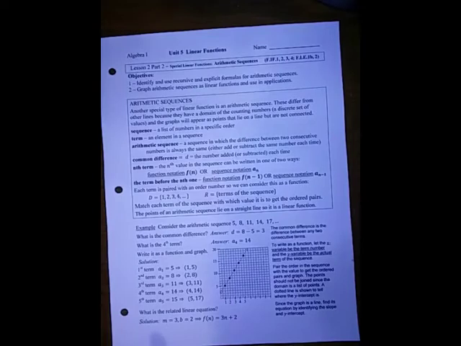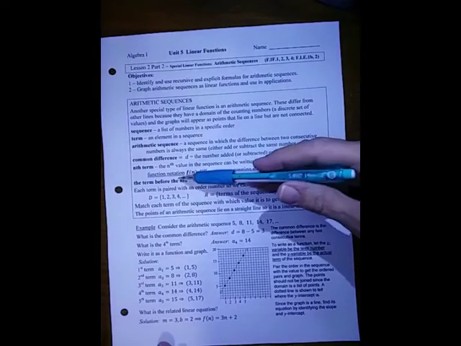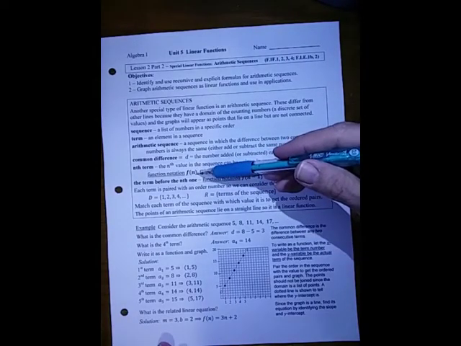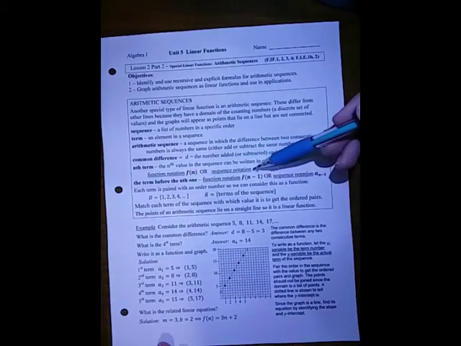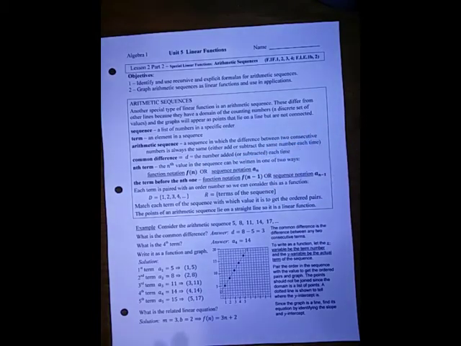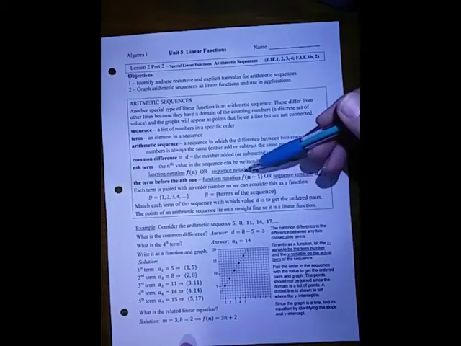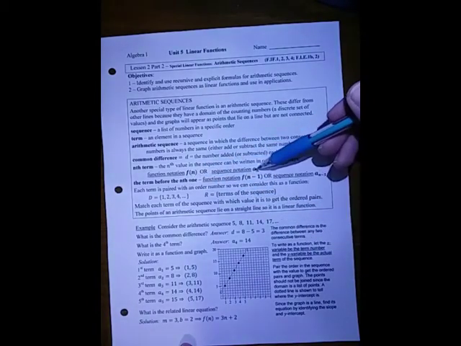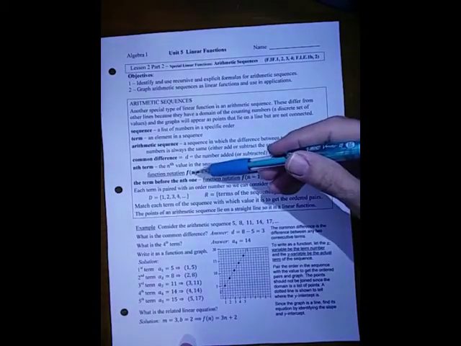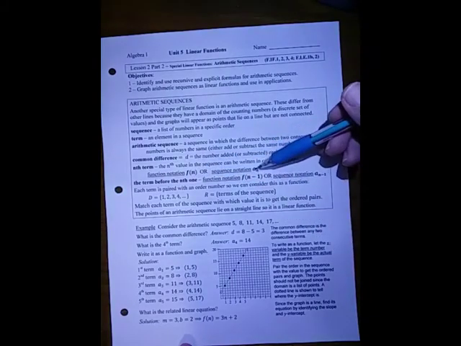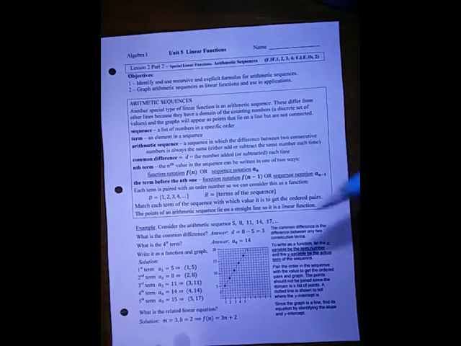The nth term can be written in two different ways. We can write it in function notation, f of n, which is, of course, the y value, or in sequence notation, a of n, which is also the y value. It's just two different ways of writing it. So if I say f of 1, that means the first term. a of 1 means the first term.